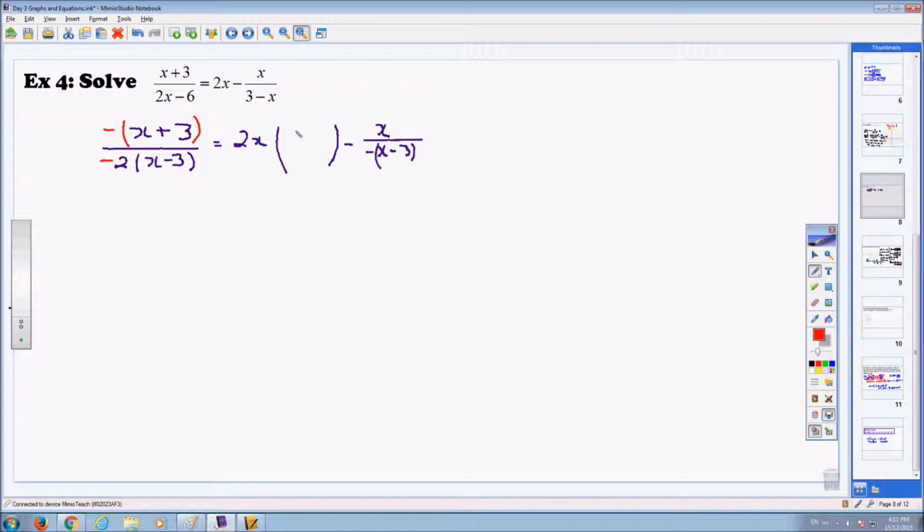On my middle term here, I'm going to have to multiply it by the full new denominator, both top and bottom. And over here, I'm going to have to multiply this on top by 2 and likewise down here. Now I'm going to multiply those through and simplify that a little bit.